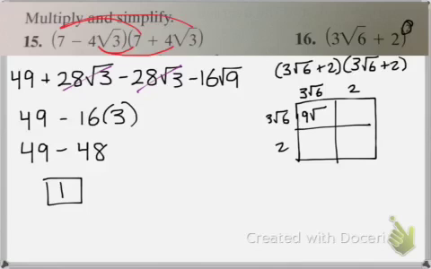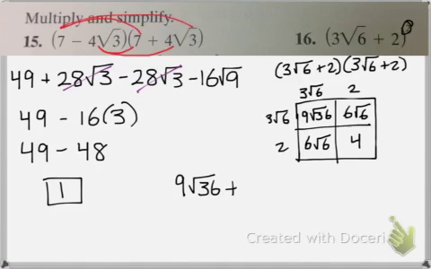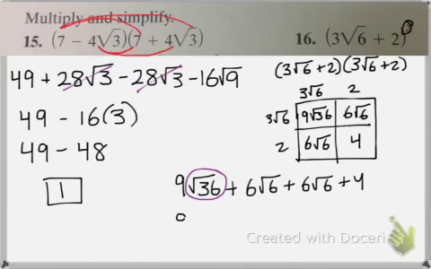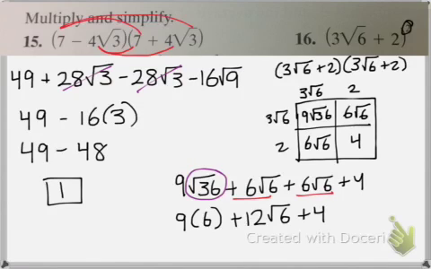So here I have 9 root 36, here I have 6 root 6, here I have 6 root 6, and here I have 4. So what I have is 9 root 36 plus 6 root 6 plus 6 root 6 plus 4. I know that I can simplify square root of 36. So I have 9 times 6, and I know that I can combine 6 root 6 and 6 root 6 to make 12 root 6. And 9 times 6 is 54, and 54 plus 4 is 58. So I have 58 plus 12 root 6.